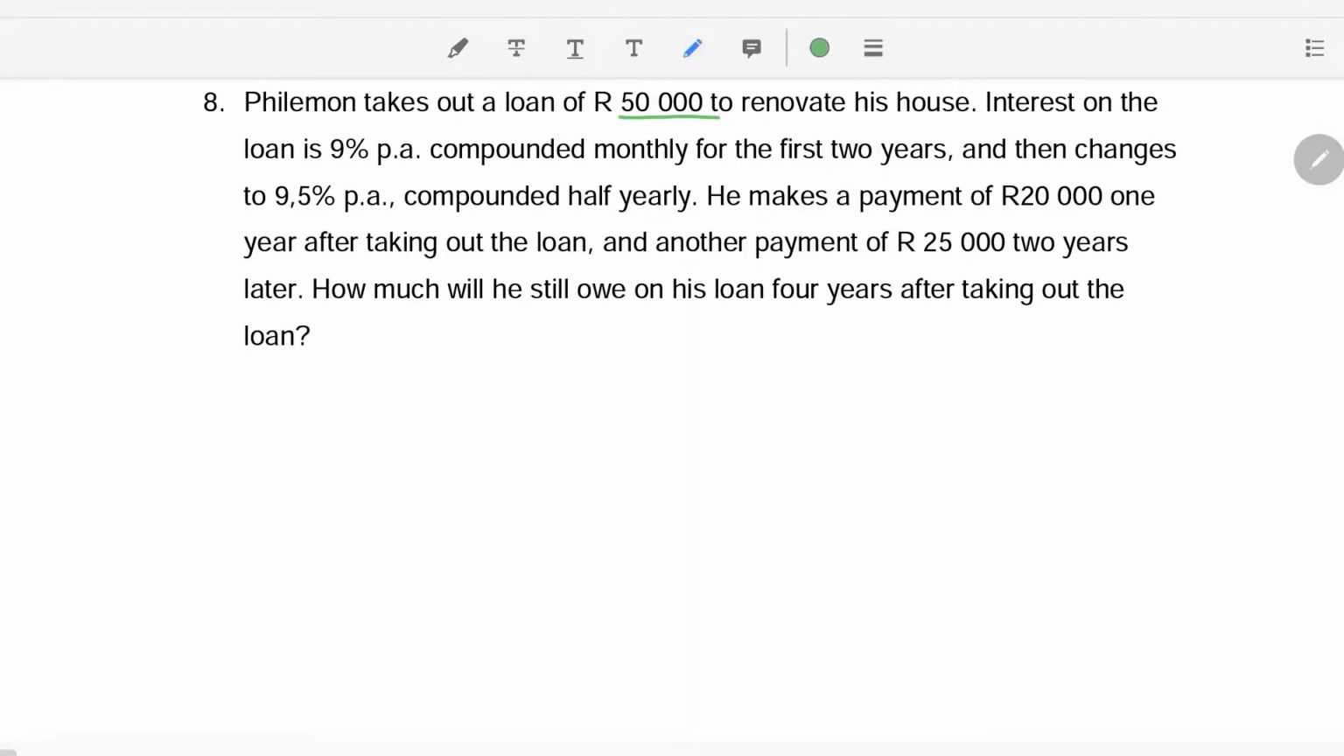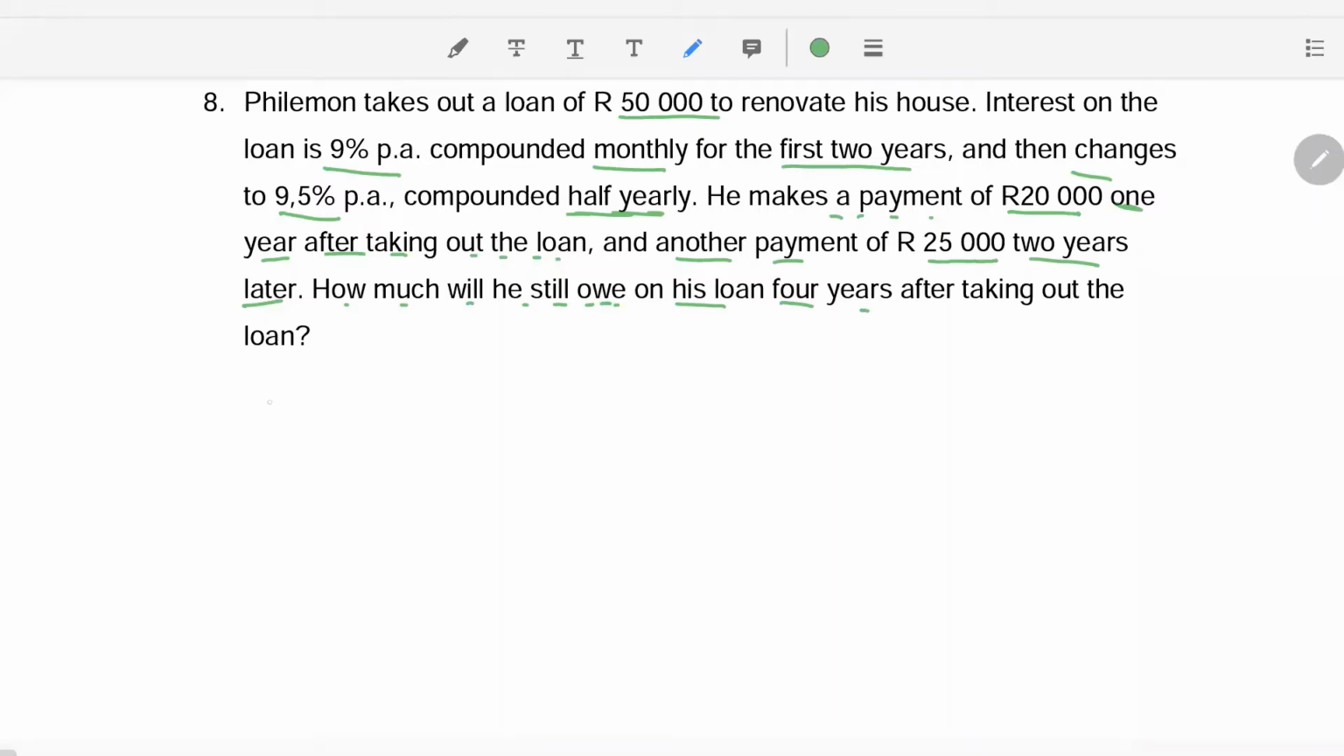Now, this is a loan. Interest on the loan is 9% per annum compounded monthly for the first 2 years, and then changes to 9.5% compounded half yearly. He makes a payment of 20,000 1 year after taking out the loan, and another payment of 25,000 2 years later. How much will he still owe on his loan 4 years after taking out the loan?